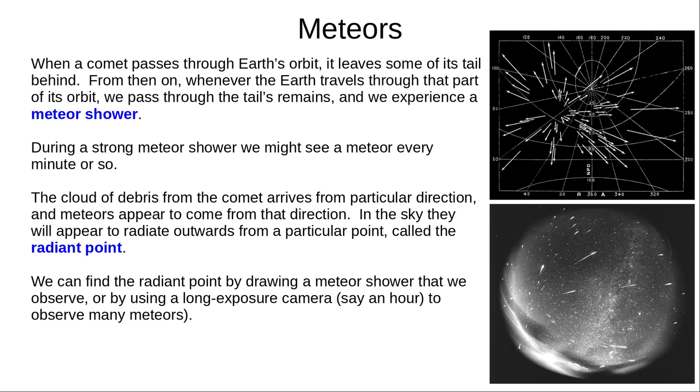Due to perspective, meteors appear to radiate out from the comet's origin. We call that the radiant point. We can find the radiant point for a meteor shower by sketching many meteors or using a long exposure camera over an hour or more. Try to identify the radiant point in these 2 images. Hopefully, you picked the locations of the orange dots.